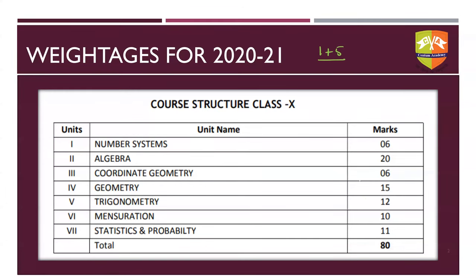So you can imagine 5 + 1, 6 from this topic and 4 from the other two, that is the areas related to circle and plane figures and things like that. So that's the breakup and total is 10 marks. So these 10 marks are very easy to score.